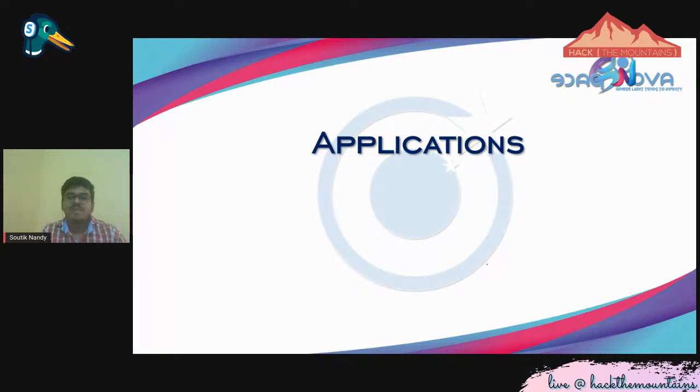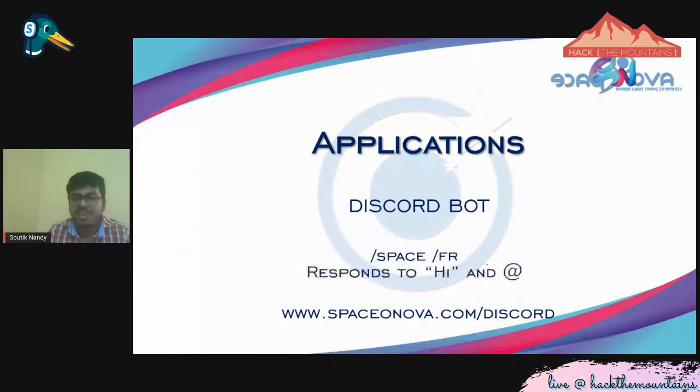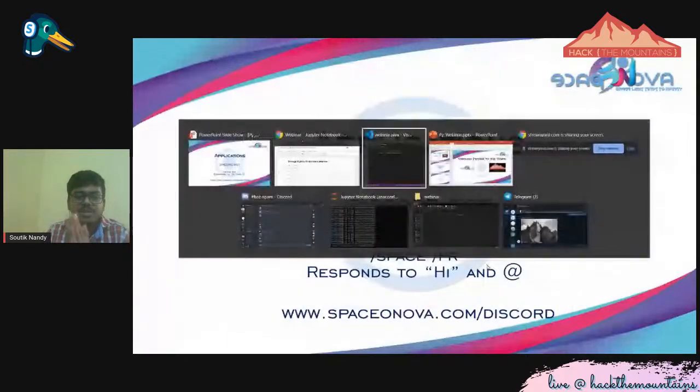The very first application you can see is a Discord bot. I'm pretty sure you must be interested in the Discord bot, an interactive bot, where you can find the Discord link at www.spaceonova.com/discord or in the chat section. This Discord bot currently reacts to slash space, slash fr, and responds to hi. So let me move on to my Discord server.